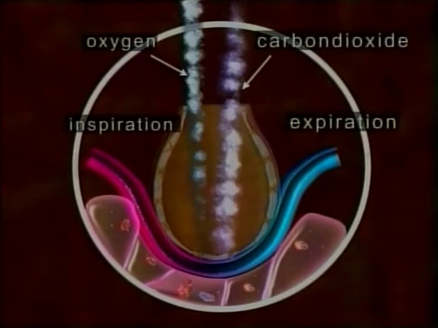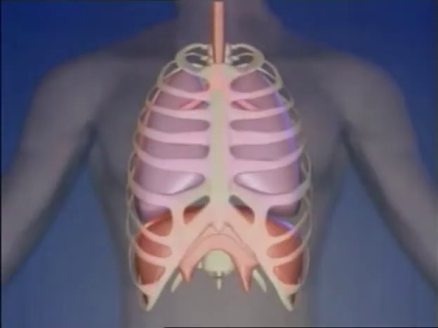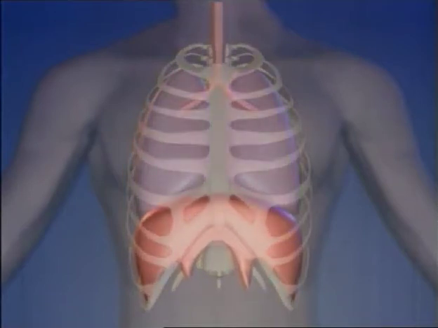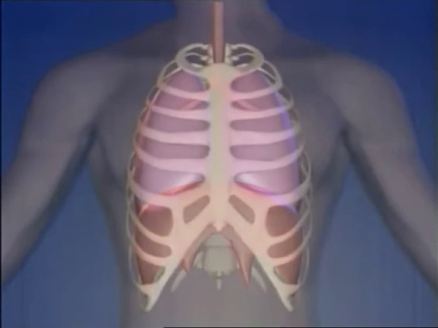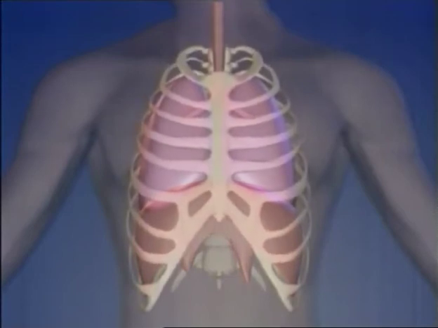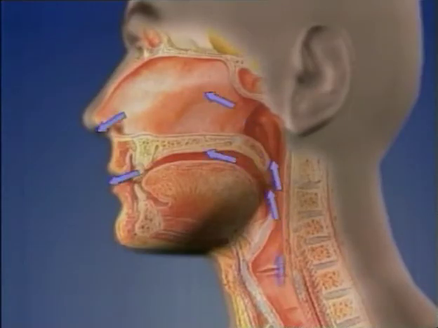In contrast to inspiration, during expiration, the diaphragm and the intercostal muscles relax. This returns the thoracic cavity to its original volume, increasing the air pressure in the lungs and thus forcing the air out.